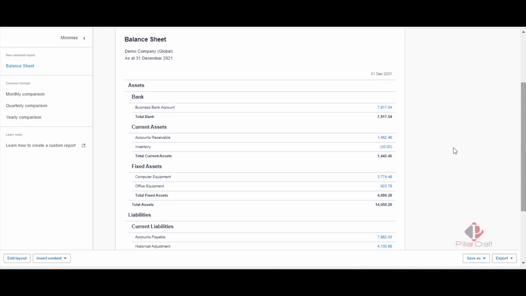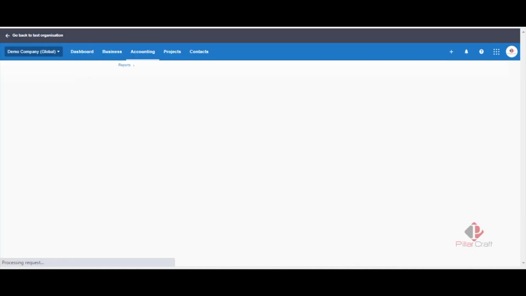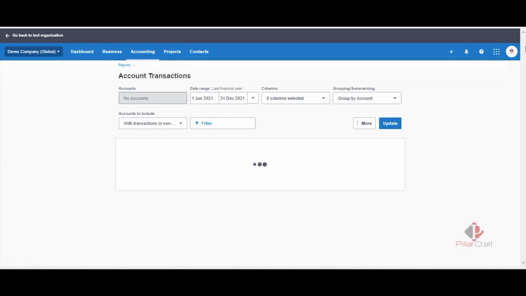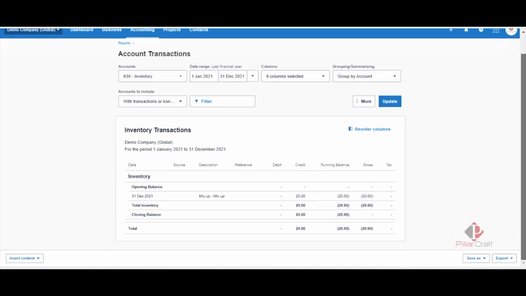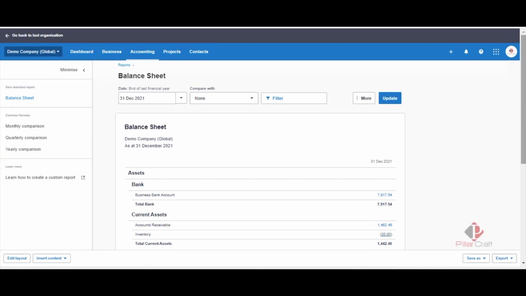Now, I can see we have a negative figure on our inventory account. It means something is off there, because inventory should not be a negative figure. But apparently, it's because of the posting that we did that we have a negative figure. So we may need to go and do a correction on that. Like I said, this is a general review of your report for the year.